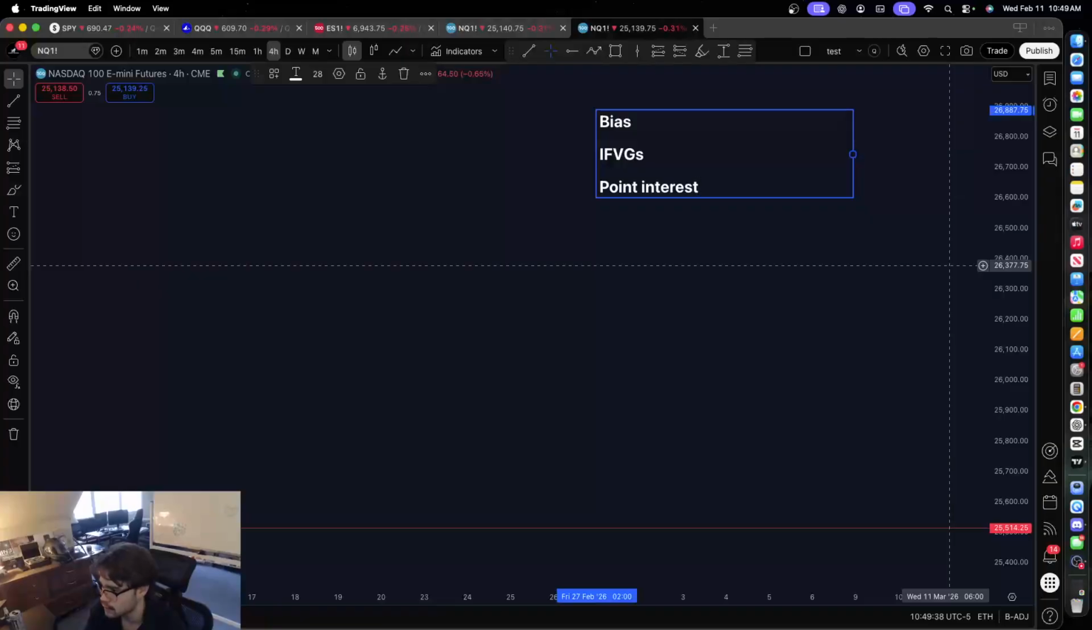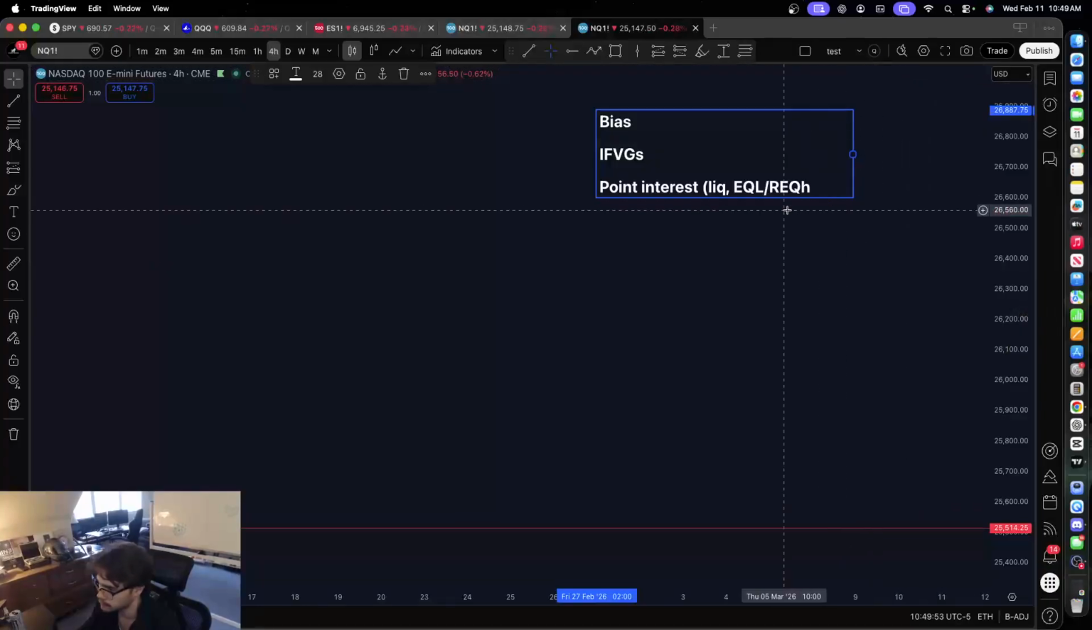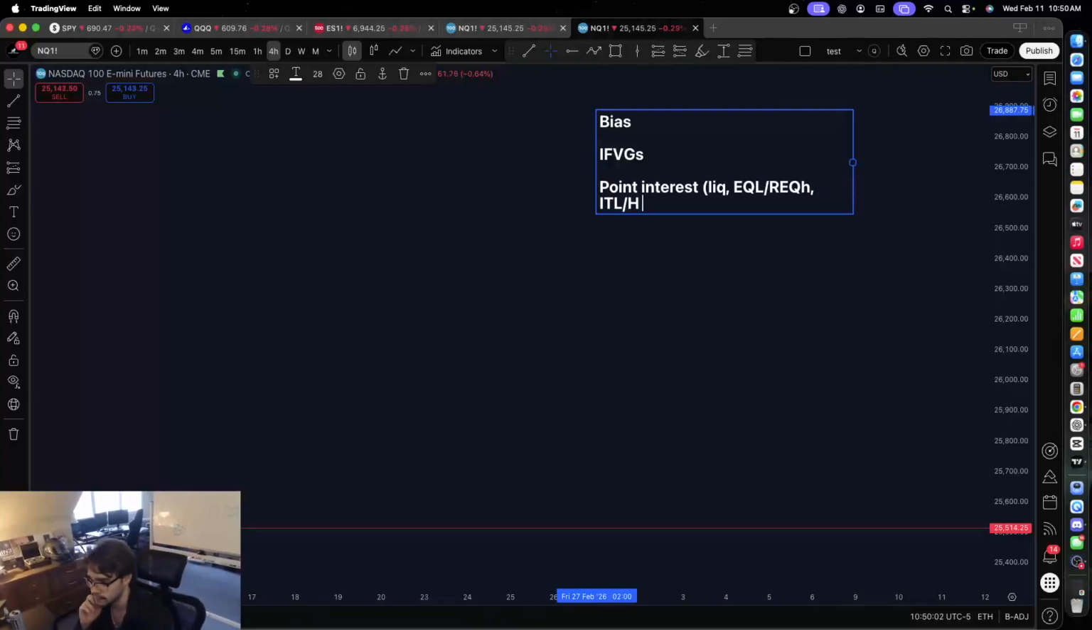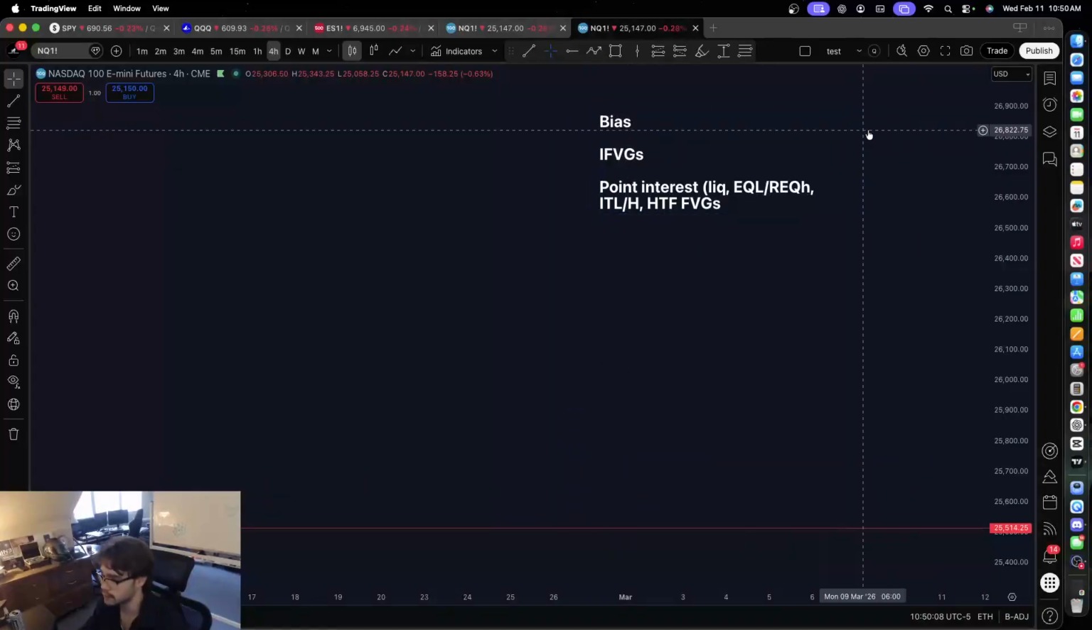Okay. Points of interest are liquidity: equal highs and relative equal highs, or equal lows. You're going to need intermediate highs and lows, which I'll show you what they are in a second. And then high time frame FVGs. Okay. It's pretty much in this order, right?